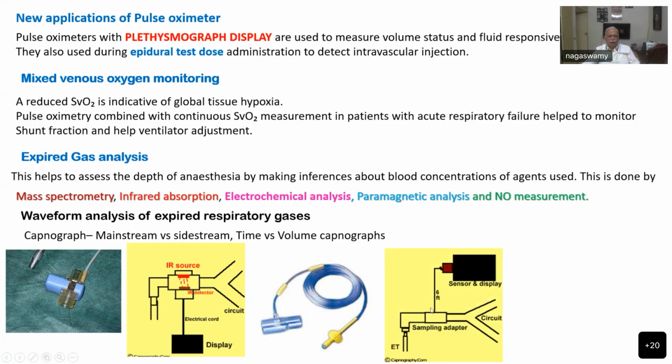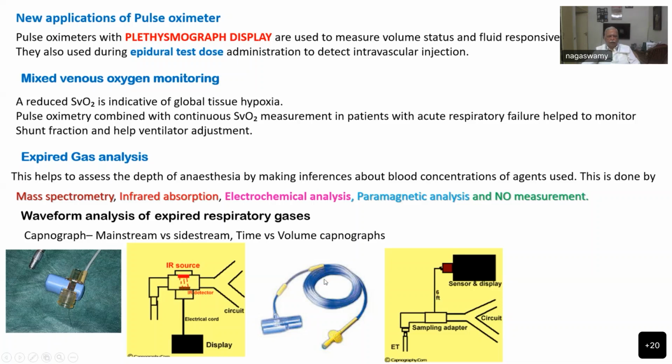So there will always be a time lag when you use a side stream. Earlier, the mainstream was the first one to be introduced, but because it was bulky equipment, it caused a lot of heat, and it was dragging on the tube. All these disadvantages were there, so they started using the side stream.